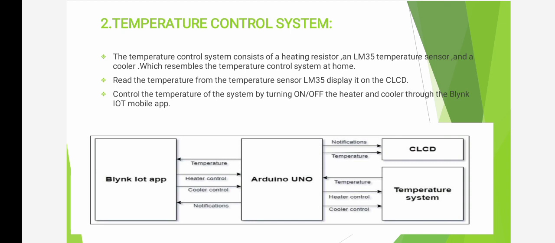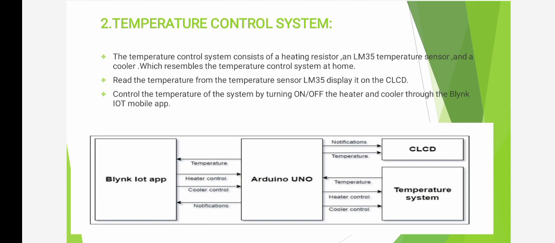Hello everyone, I am continuing with the temperature control system. The temperature control system consists of a heating resistor, an LM35 temperature sensor and a cooler, which resembles the temperature control system at home. Read the temperature from the temperature sensor LM35 and display it on the CLCD. Control the temperature of the system by turning the heater and cooler on and off through the Blynk IoT mobile app.